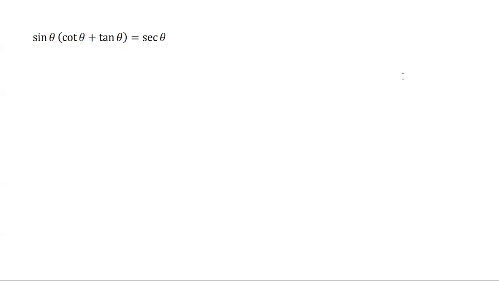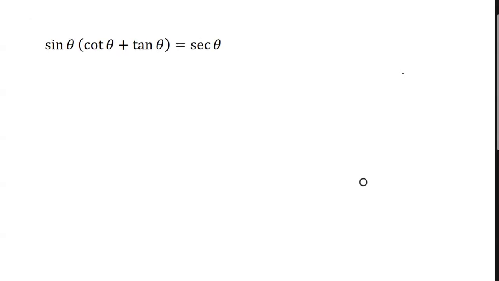I believe this is chapter 7. I don't know what edition. I can put it in the description, but this is the chapter 7 review, okay? And this is number 1. We have to prove this trig identity. It says sine theta times cotangent theta plus tangent theta equals secant theta.